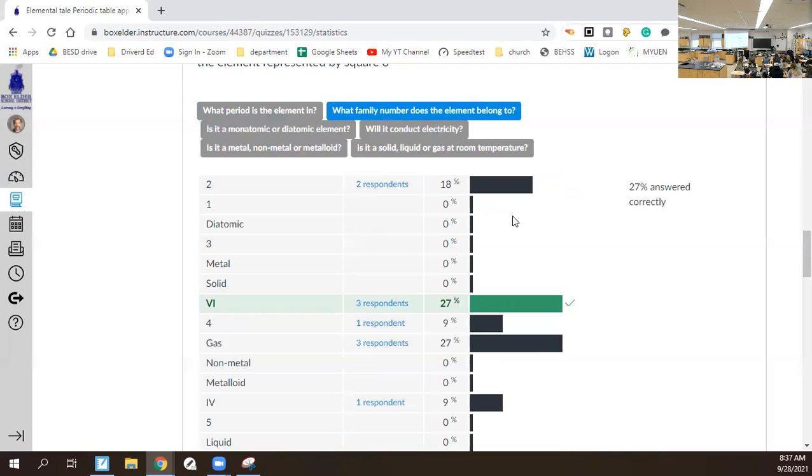Not really, no. I don't do 1, 2, 3 gas, right? It's 1, 2, 3, 4, right? So if it's asking for a family number, it's asking for the number. If it's asking for a family name, then you can go ahead and say it's alkali or alkaline earth or so on and so on, all right?